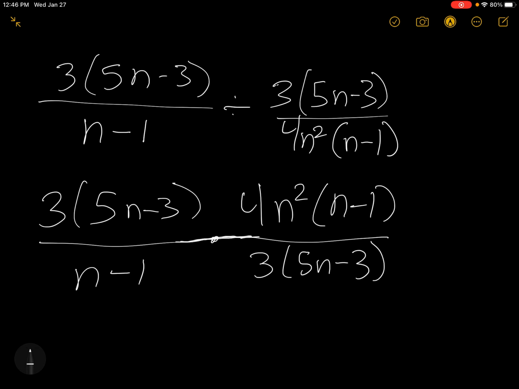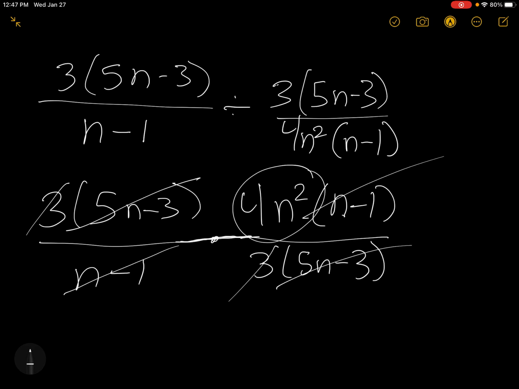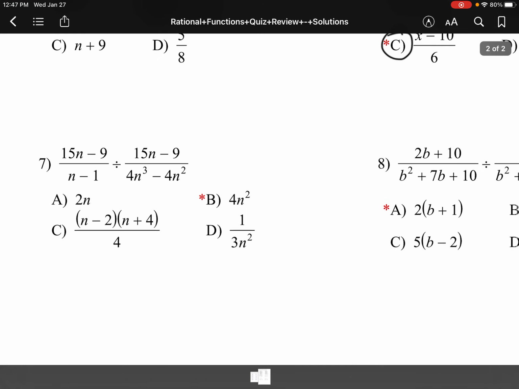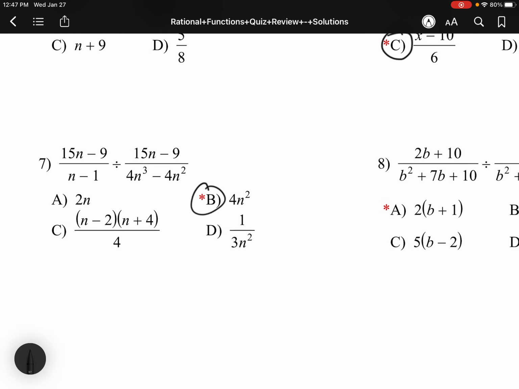and we're going to cancel out now what we can, right? So 5n minus 3 can get canceled out, and then n minus 1 can get canceled out. So we're left with 3. Oh, wait, and the 3's cancel each other out as well. So we're just left with 4n squared. So let's go back to the quiz. And it is option B, 4n squared.